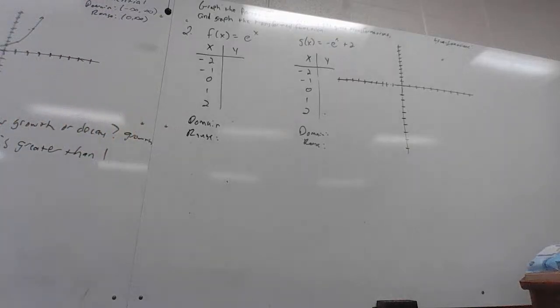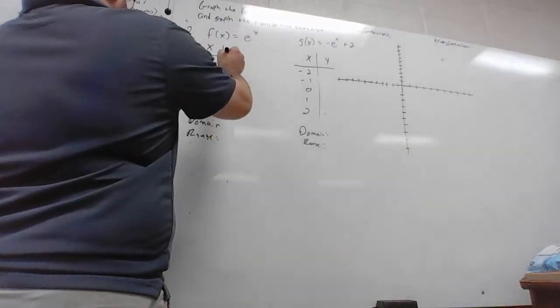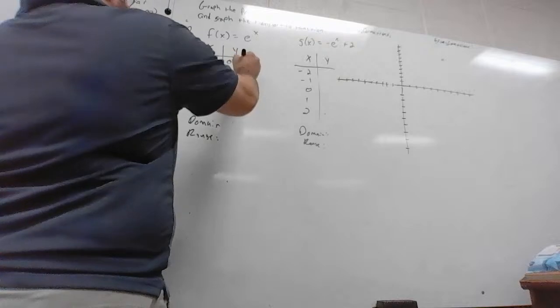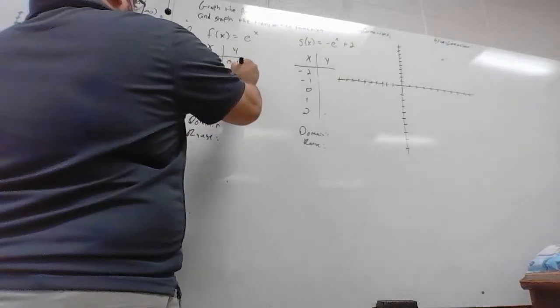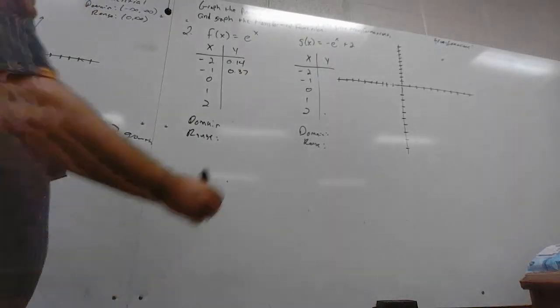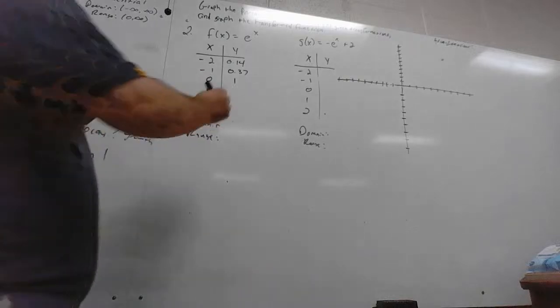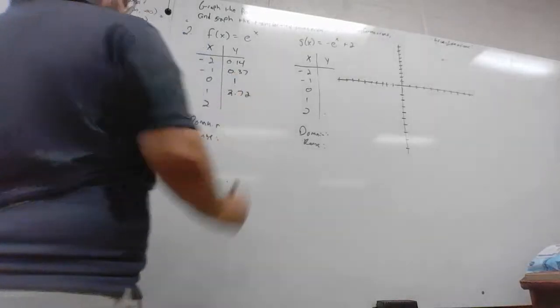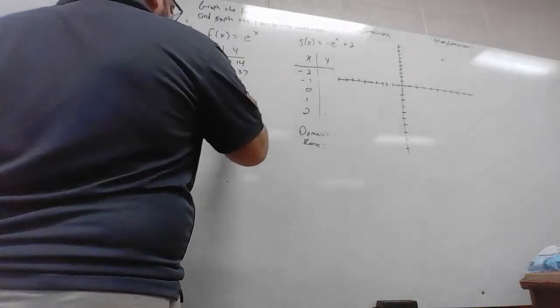Again, I'll allow you guys to use decimals. We'll round it to 2 decimal places. So when x is -2, y is 0.14. When x is -1, y is 0.37. All right, and of course, when x is 0, y is 1. When x is 1, y is 2.72. And when x is 2, y is 7.39.